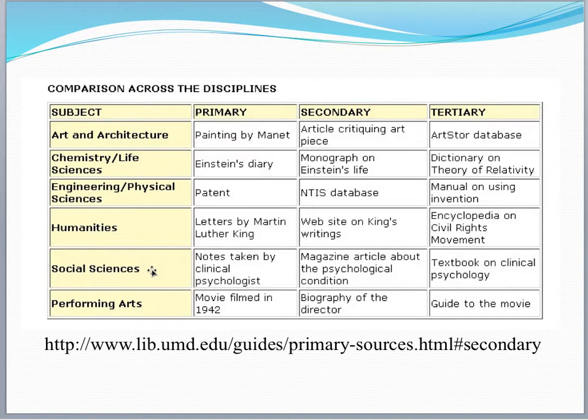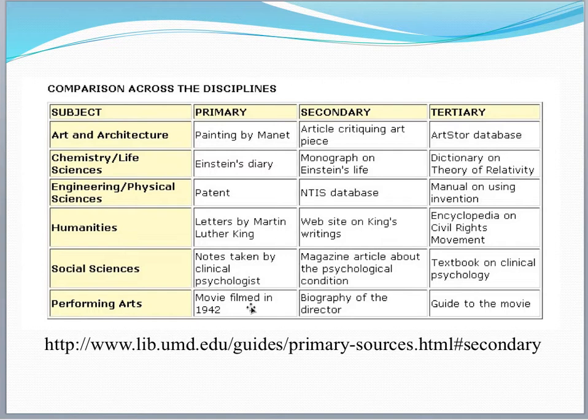Here are notes taken by a clinical psychologist. Well, that is data, and that's a primary source. A magazine article about the psychological condition is considered a secondary source, and a textbook on clinical psychology is a tertiary source. In the performing arts, a movie film from 1942 is a primary source. A biography of the director is a secondary source, and a guide to the movie is a tertiary source.